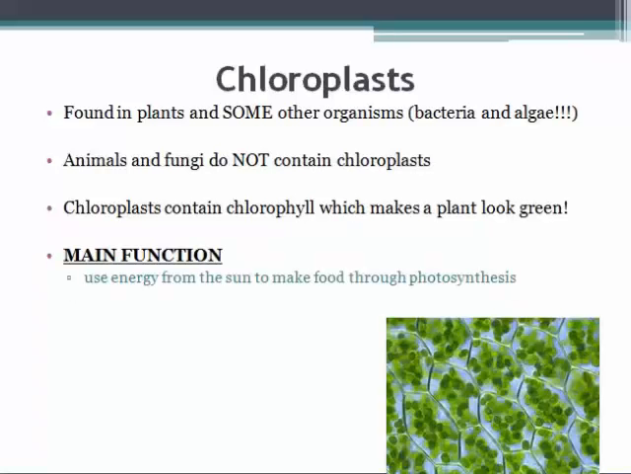Chloroplasts are found in plants and some organisms, bacteria, and algae. Animals and fungi do not contain chloroplasts. Chloroplasts contain chlorophyll, which makes the plant look green. If you look at the lower right-hand corner, this is a picture of a few cells under magnification. See the green? That is the chloroplast. These are plant cells. Main function: use energy from the sun to make food through photosynthesis.